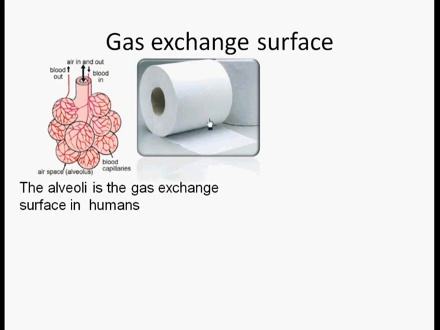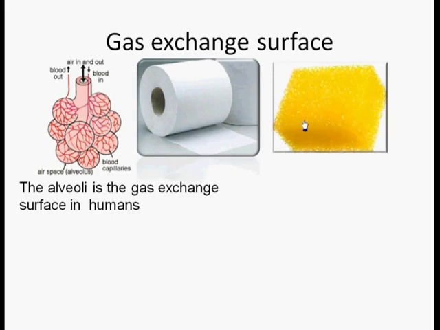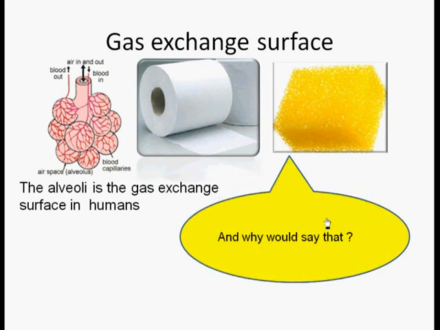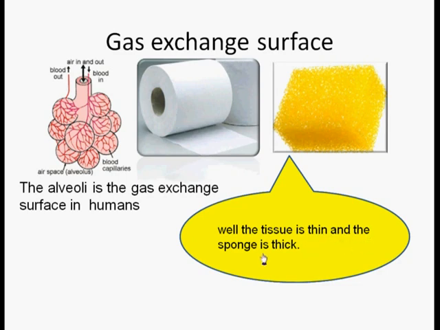A tissue. Now, we're going to compare a tissue to a sponge. Question: which of these two objects would pick up water faster? Would it be the tissue or the sponge? Which one? All right. And why would you say that? I am thinking that you said the tissue. But why would you say the tissue? Well, the tissue is thin and the sponge is what?